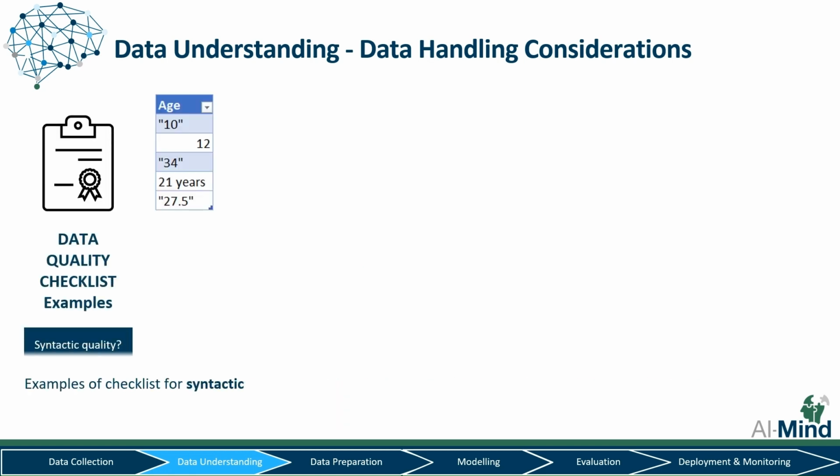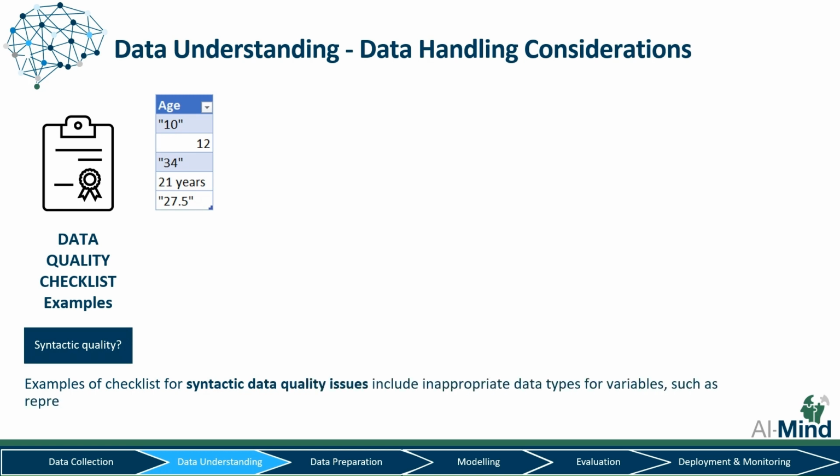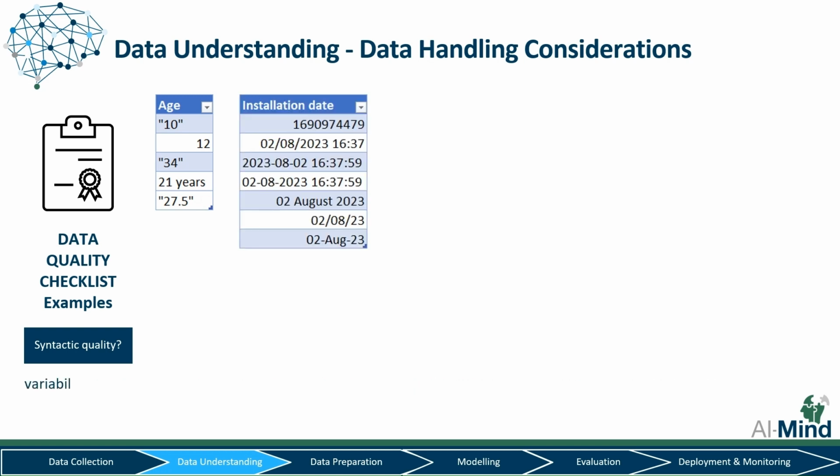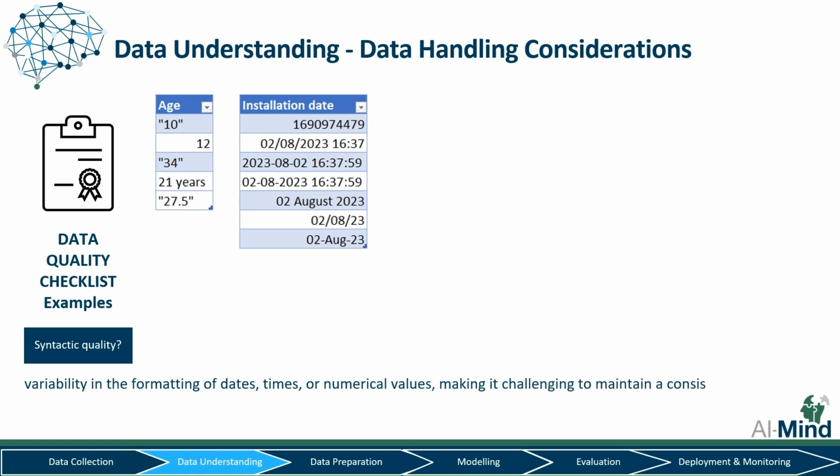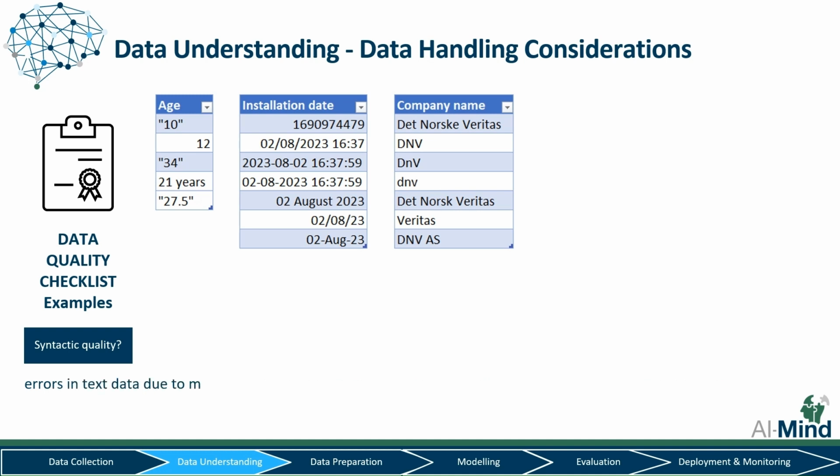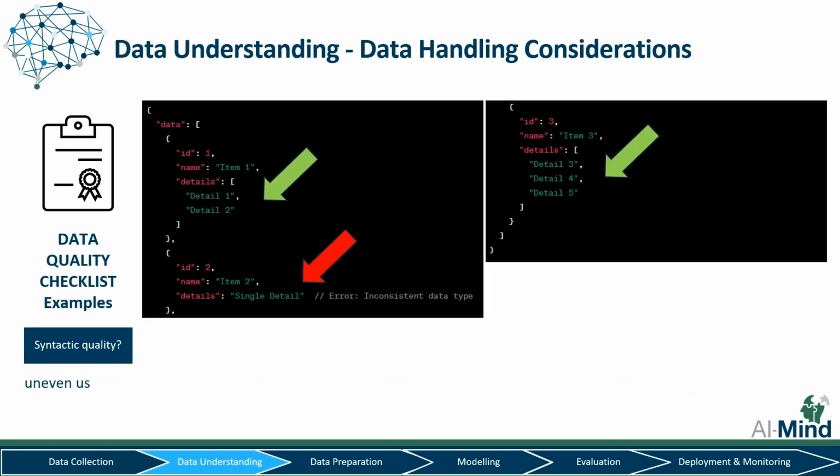Examples of checklists for syntactic data quality issues include inappropriate data type for variables, such as representing numerical data as text; variability in the formatting of dates, times, or other numerical values, making it challenging to maintain a consistent structure; errors in text data due to misspellings or typographical mistakes that affect the correctness of the information; uneven use or improper nesting of parentheses, brackets, or other delimiters.